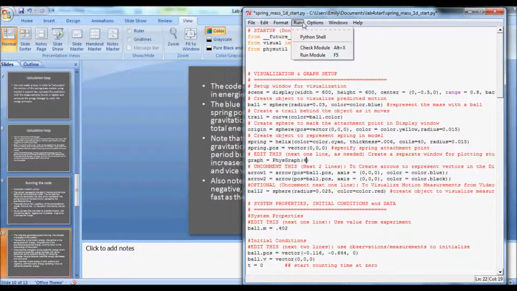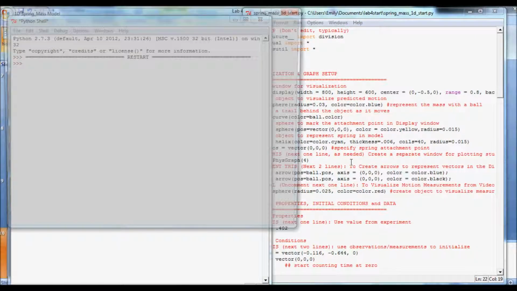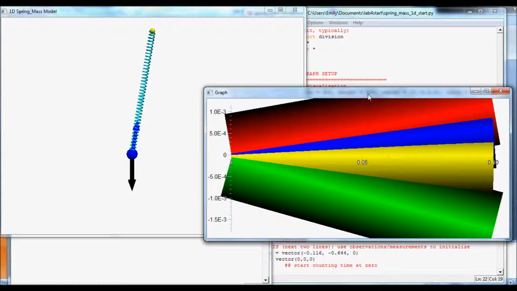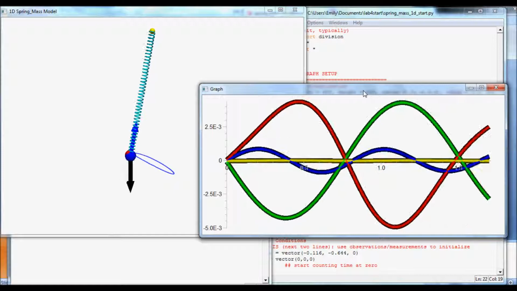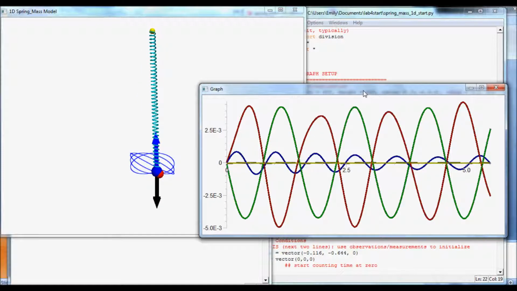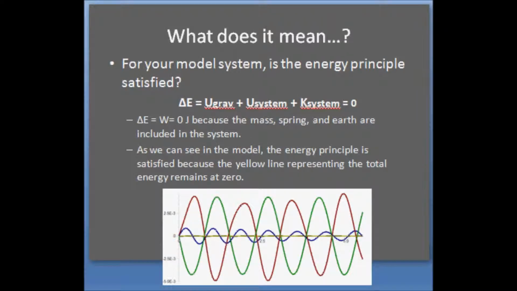The code also generates a graph showing the changes in energies of the system. The blue line is the kinetic energy, the red line is the spring potential energy, the green line is the gravitational potential energy, and the yellow is the total energy of the system. Note that the changes in spring potential energy and in gravitational potential energy oscillate with the same period, but as the potential energy of the spring increases, the gravitational potential energy decreases, and vice versa. Also note that kinetic energy is both positive and negative, with the kinetic energy oscillating twice as fast as the potential energy. Now I will answer the what does it mean questions.